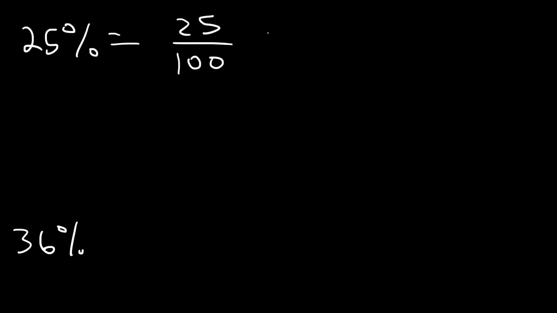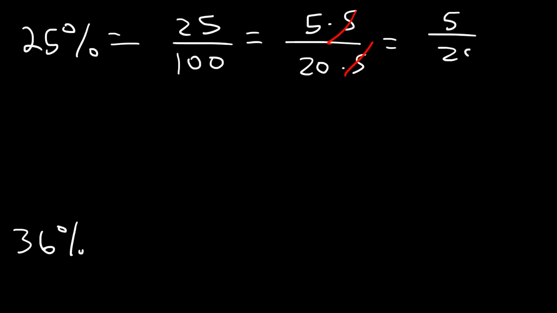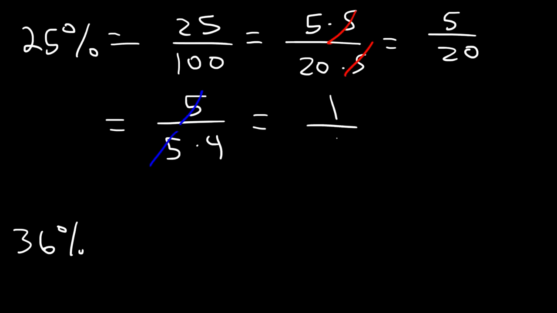Go ahead and try these two. Convert 25% into a reduced fraction and do the same for 36%. So let's start by writing this as 25 divided by 100. 25 is 5 times 5. 100 is 20 times 5. So we can cancel a 5, and we can reduce it further. So right now we have 5 over 20. It turns out that 20 is 5 times 4. So we can cancel a 5 as well. 5 divided by 5 is 1, so when you get rid of the 5 on top, replace it with a 1. And therefore, 25% is equivalent to 1/4 as a simplified fraction.